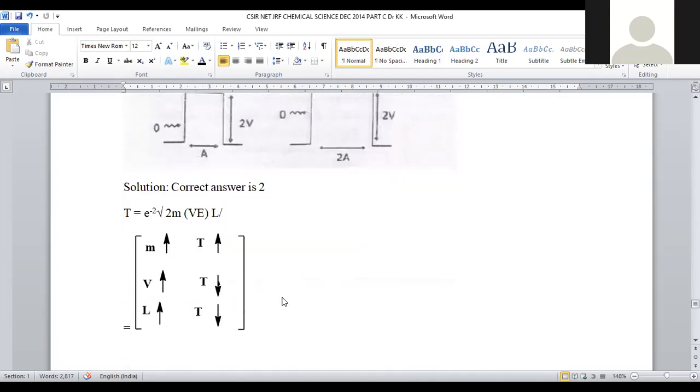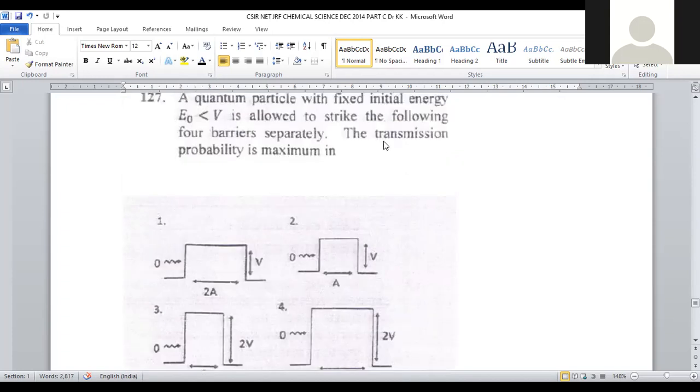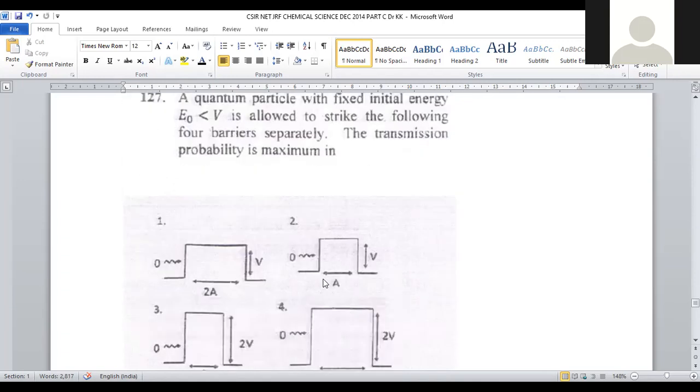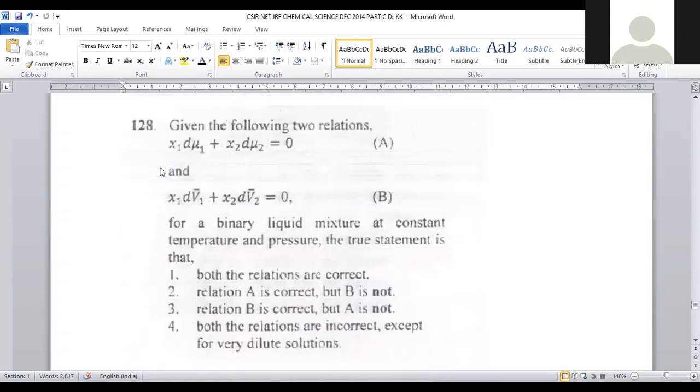So when the length is taken as V and the area is taken as A, in that condition, transmission probability will be very high. In this case, it will be maximum. So here, question number 127, option number 2 is the correct answer. Let us move on to question number 128.